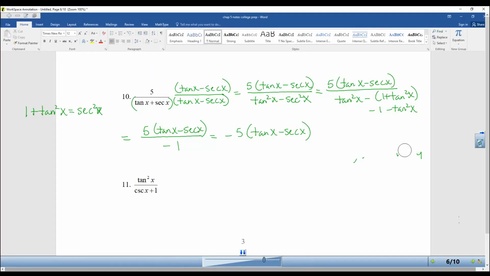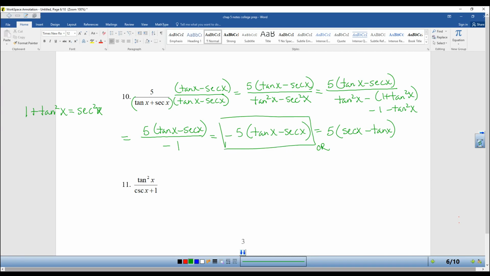However, if you're looking at answers and you don't see this one, is it possible that somebody distributed that negative or distributed the 5? Sure. If you distribute the negative, then the tangent becomes negative and the secant becomes positive. So you might see this. Don't let it throw you. If you stopped here, that's great. But if you see something else, just ask yourself, oh, does that mean the same thing? And they just wrote it differently.